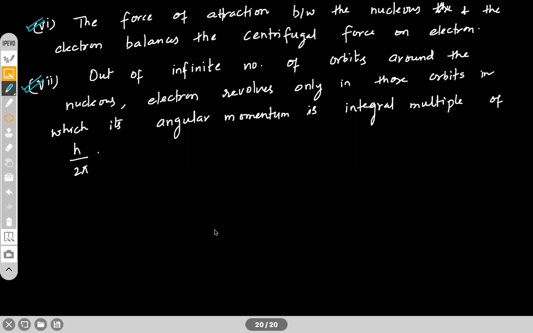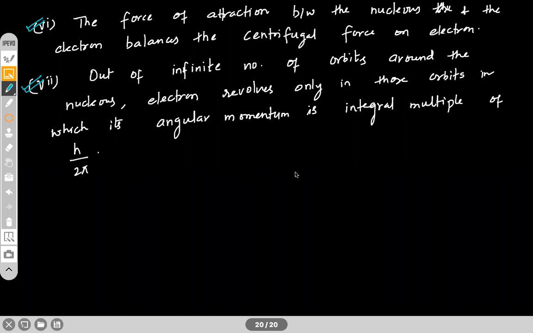No, see, we will discuss the mathematical derivation of this last point later on. But when Bohr gave this particular point, it was based on his research and study. There are no facts and proofs behind this. He did his research and then said that the angular momentum must be an integral multiple of this. Right, that's what he did. But the mathematical derivation we'll discuss later in the de Broglie hypothesis.